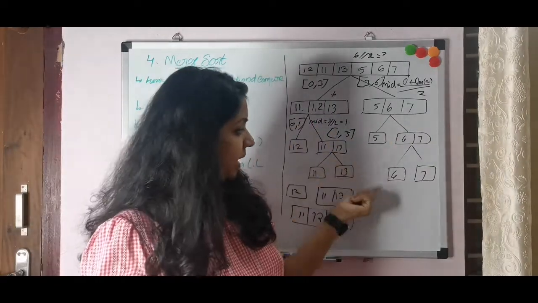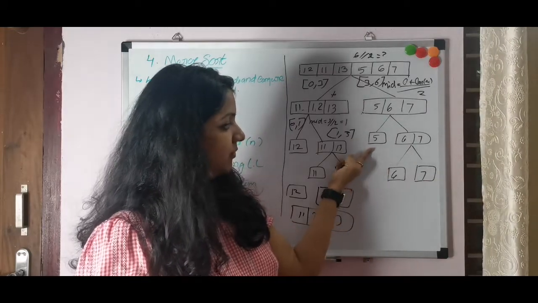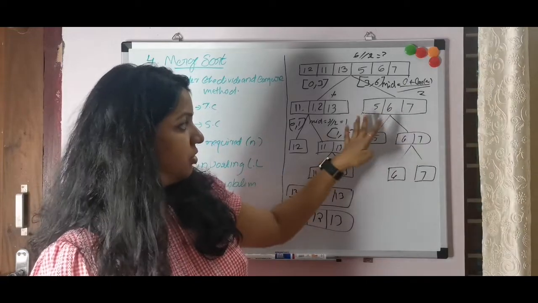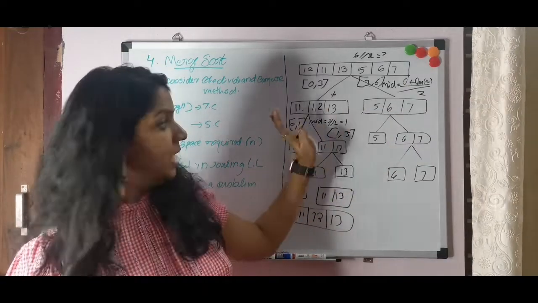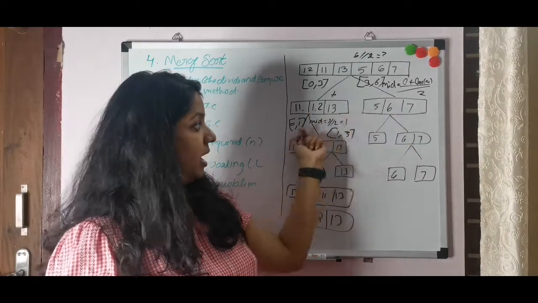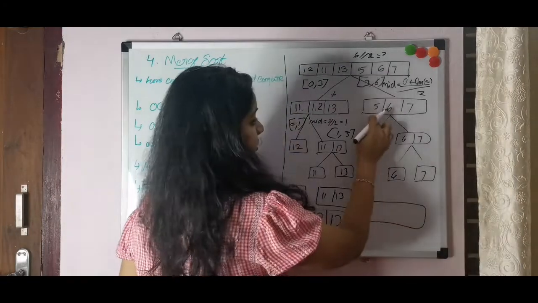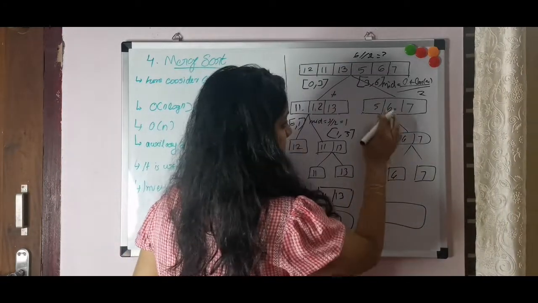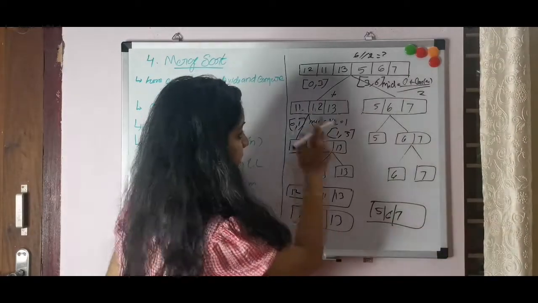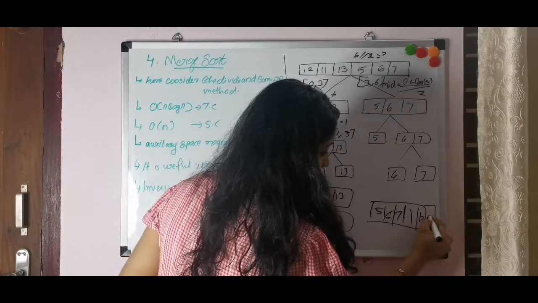Then here you can see that 6, 7 is in order, that is good. And the 5 is already sorted. So 5, 6, 7 is already sorted, and this is also sorted. Then again what we do, here it will check this one with the sorted order. So that will be like 5, 6, 7 as one array, and then back to 11, 12, 13.